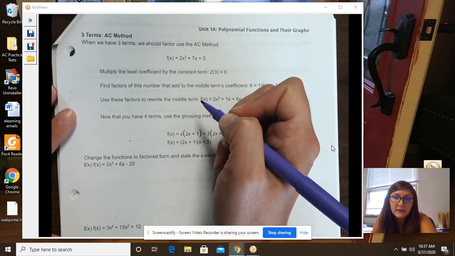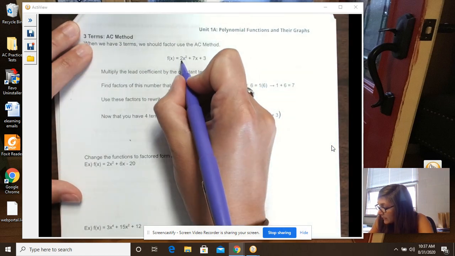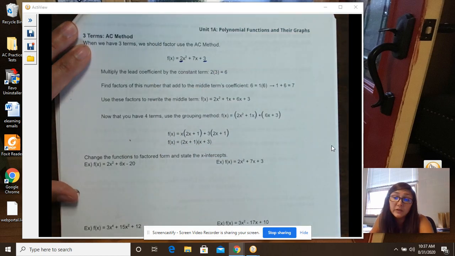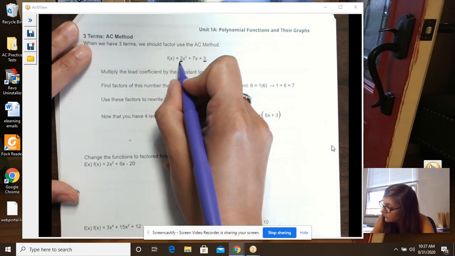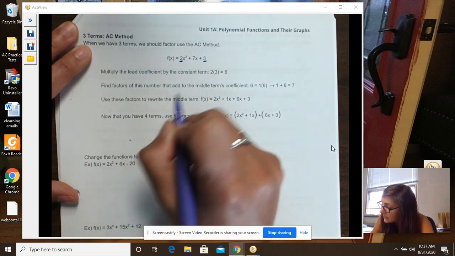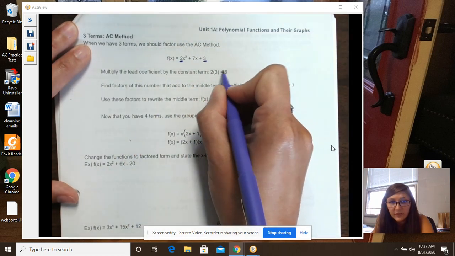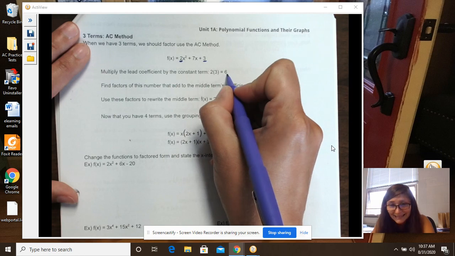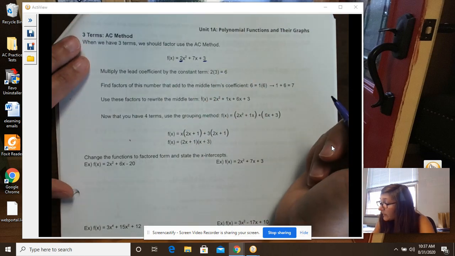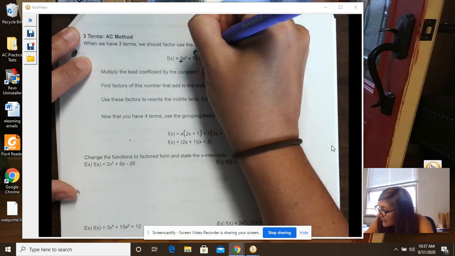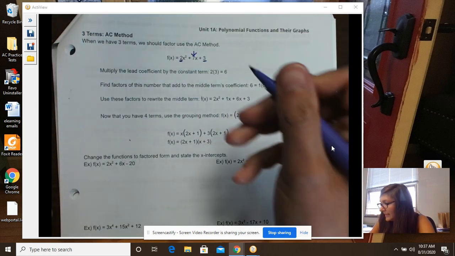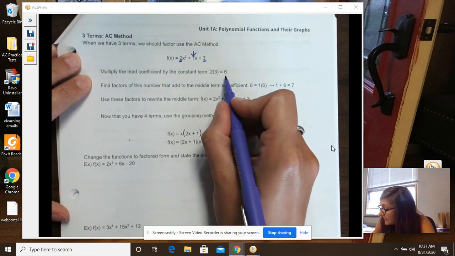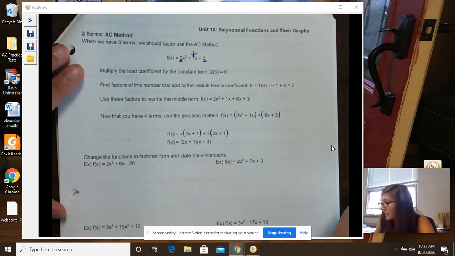So here's how the AC method works. We start by identifying our lead coefficient and our constant term, and we multiply them together. So that's what we're seeing here. 2 is our lead coefficient, 3 is our constant term. We multiply them together. So for this problem, we would get 6 when we multiply 2 and 3. Now what we're going to do is take this product that we have here, and find a way to factor it so that we could add those factors together to get our B, our middle coefficient. So find factors of this number that add to the middle term's coefficient.